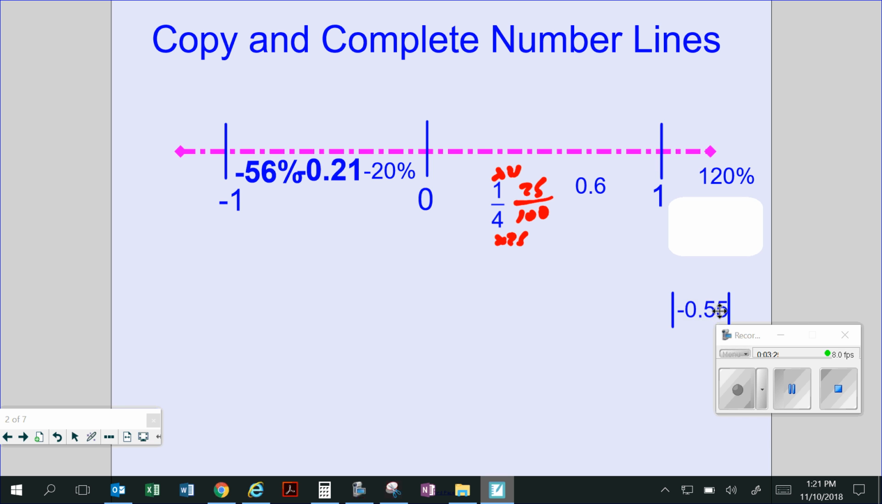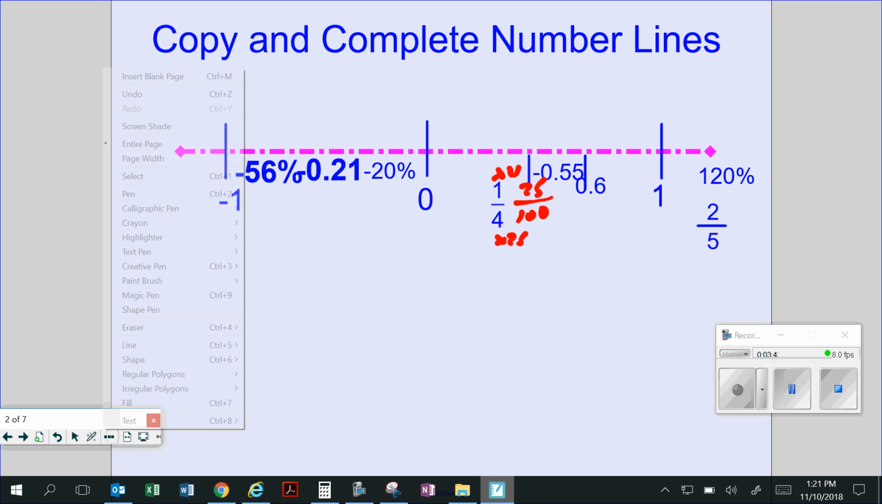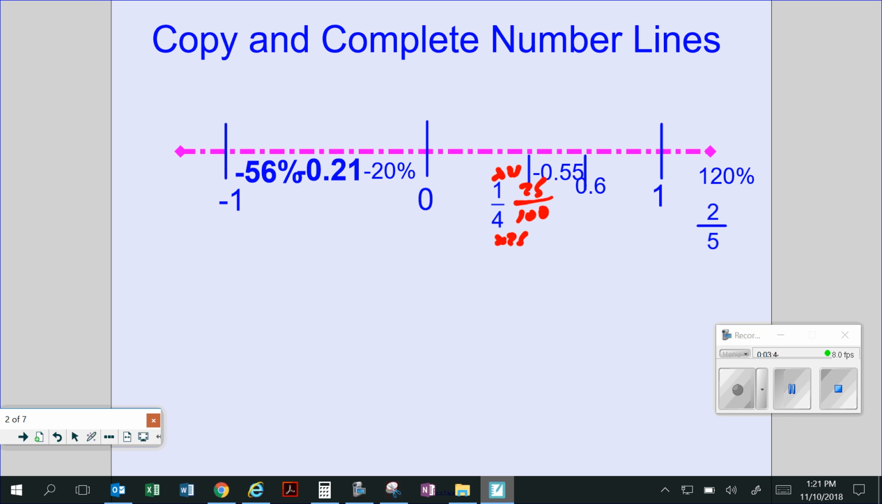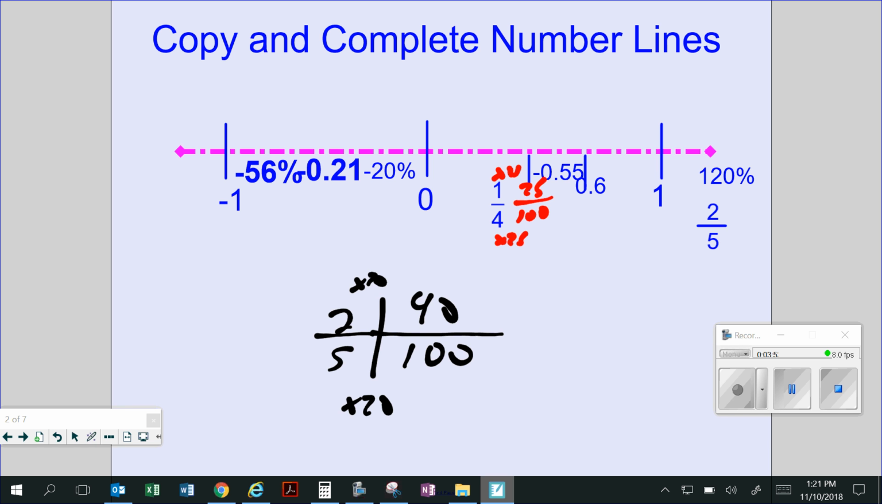Next one. Absolute value of negative 55. Absolute value means how far is it? So it's positive, so it goes right here. And our last one is 2/5. How do you write 2/5 as a percent? Times 20. Again, percent means out of 100, times 20. 40, or 40%.